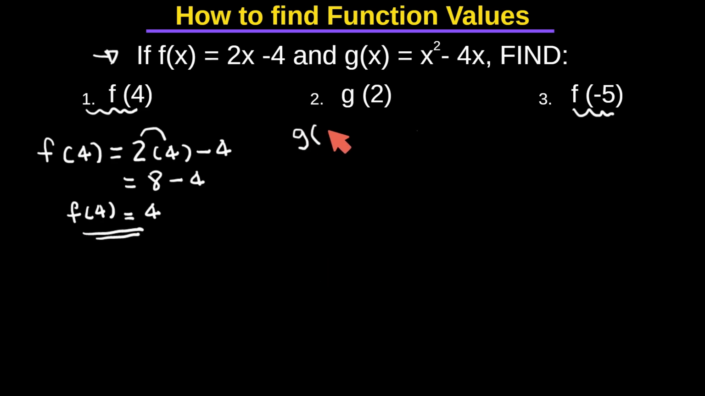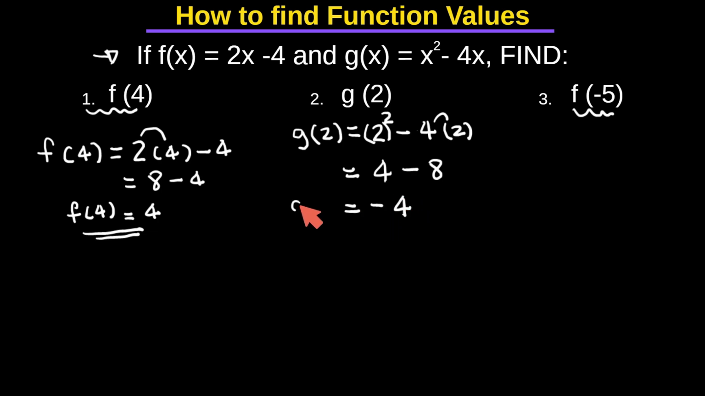Now, let's do the other example, but this time it's g of x. So let's substitute 2 wherever we see a variable of x. So the first one, we need to square the 2, and 2 times 2 will be 4. And now 4 times 2, that will be 8, and 4 minus 8 will give us negative 4. So g of 2 inputted into the function g of x equals x squared minus 4x gave us negative 4.